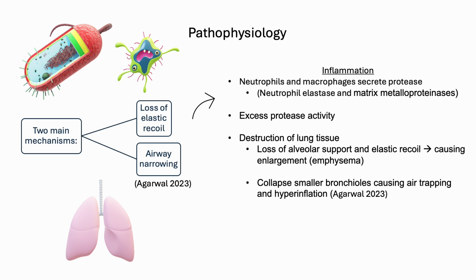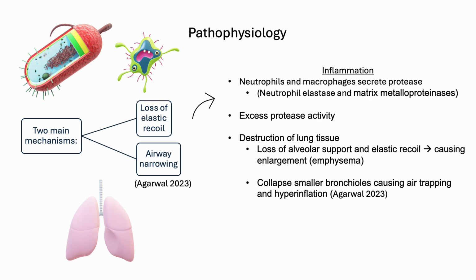Neutrophils and macrophages are recruited and secrete proteases, such as neutrophil elastase and matrix metalloproteinase, which are enzymes involved in breaking down proteins as part of normal repair. These are typically counterbalanced by antiproteases like alpha-1 antitrypsin, but as a result of the chronic inflammation, there's excess protease activity causing destruction of lung tissue.